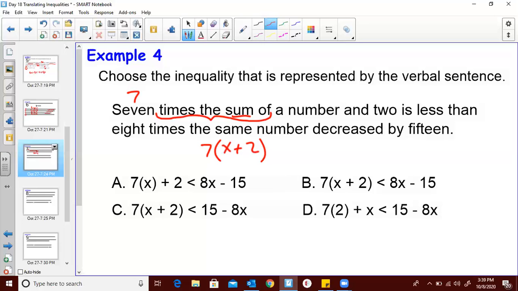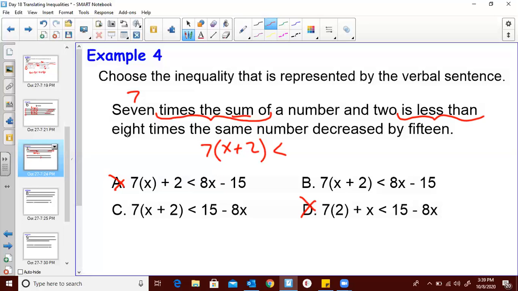All right, and then we have is less than. So I'm going to pause here. And I'm glad I didn't try my trick earlier or in this one because it wouldn't help. But I have 7 parentheses, X plus 2 parentheses less than. So I can cross off A, I can cross off D. So right now I have a 50-50 chance.